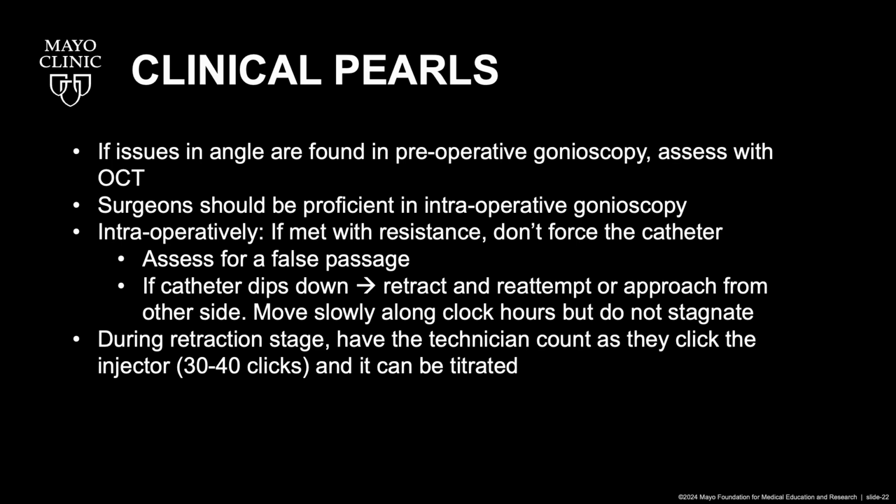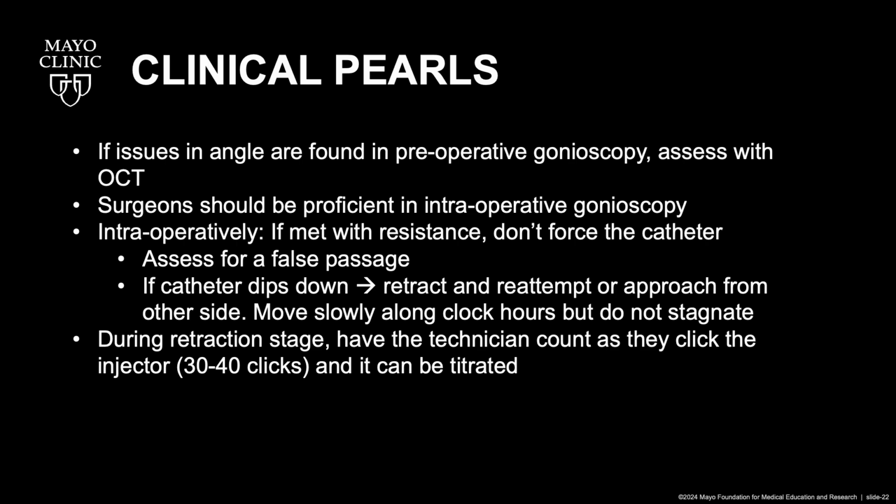Now we'll go ahead and discuss some clinical pearls that the surgeon should be aware of while performing the procedure. As noted earlier, surgeons should be proficient in preoperative and intraoperative gonioscopy. During the preoperative stage, if surgeons note issues found in the angle with gonioscopy, they can be further assessed with OCT imaging. During the intraoperative stage, if the surgeon is met with resistance while advancing the catheter, it's important not to force it further down.